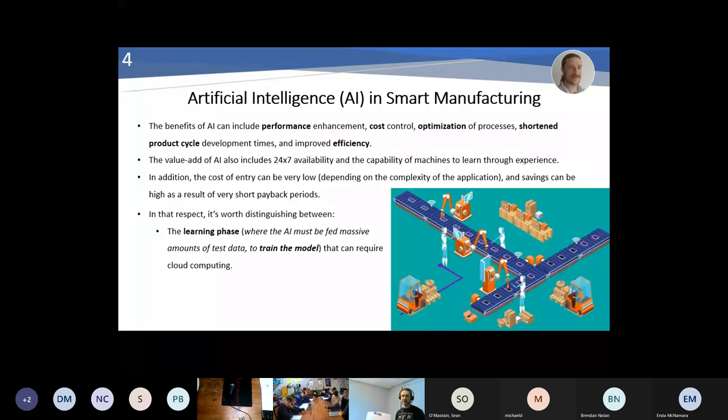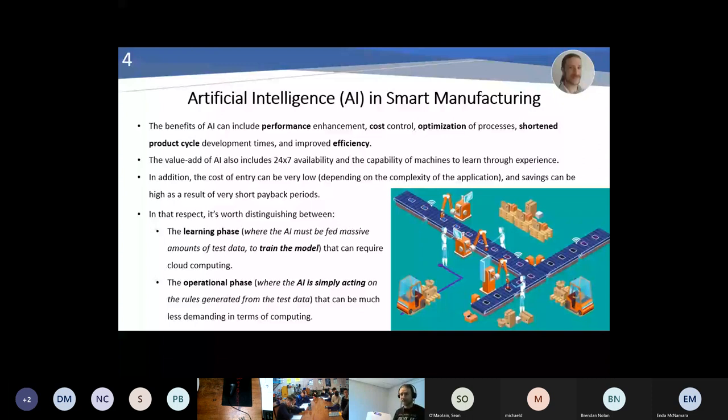And training the model with that data then allows the AI system to later use the operational phase to actually act upon situations created from that model. So what a model is, it's just the computer making some patterns out of data you fed into it.